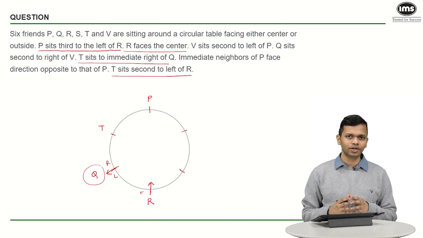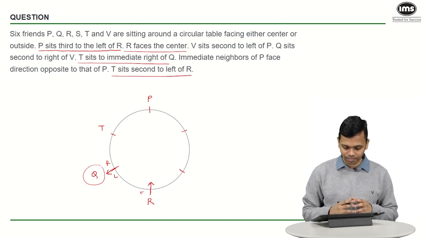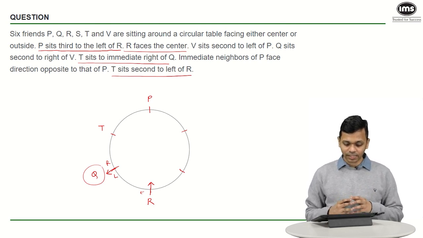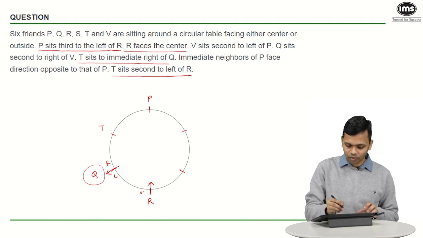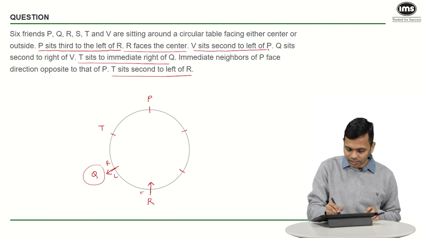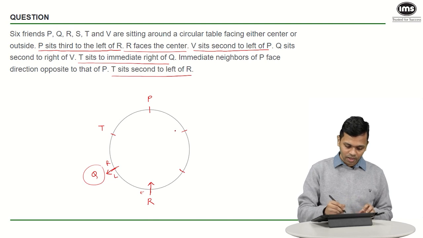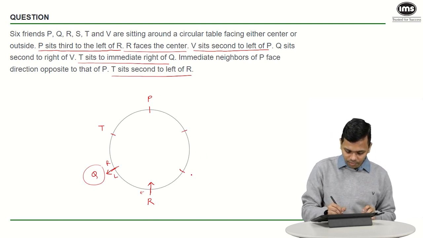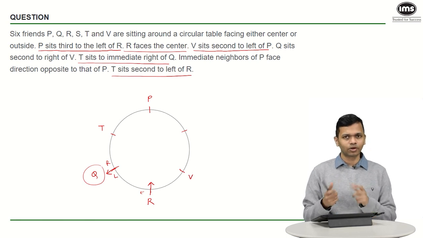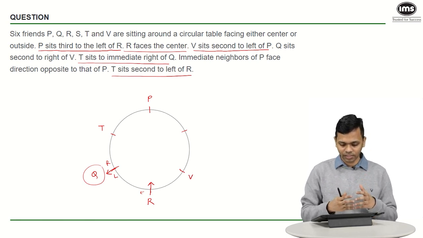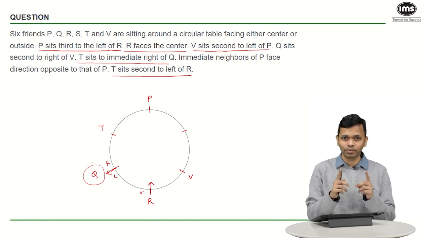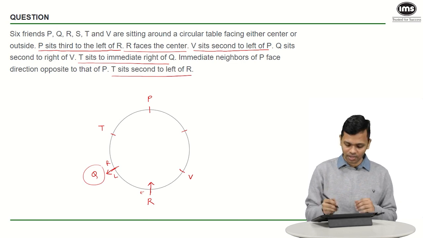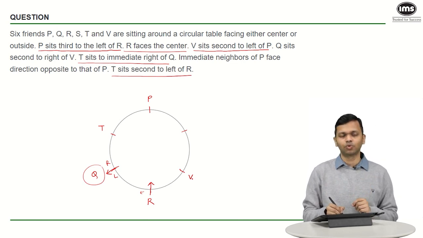Can I use this point right now? Not really, because I don't know where P is looking. V sits second to the left of P. Now when I read this point, V sits second to left of P, there's only one place where I can put V right now, because I need to create that gap of 1 in between them, because V is sitting second to the left of P. So there's one person sitting between P and V. That is why V has to go here.